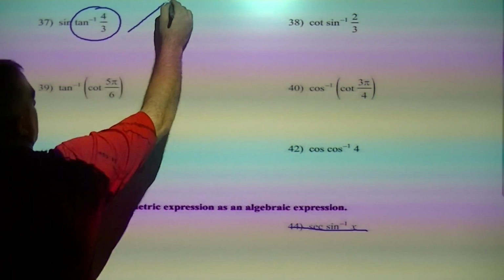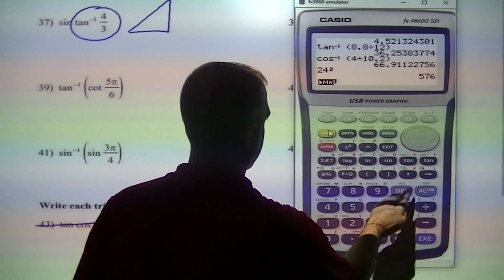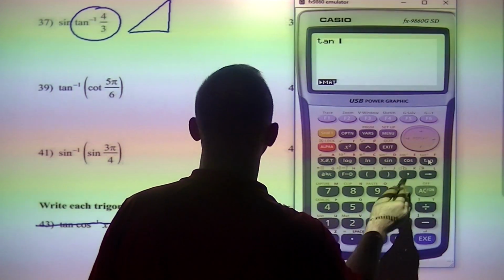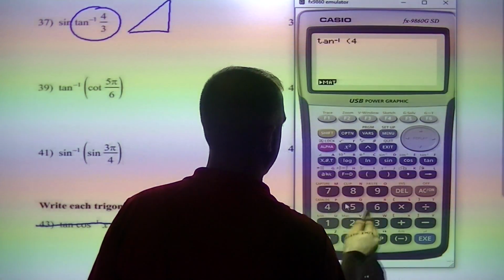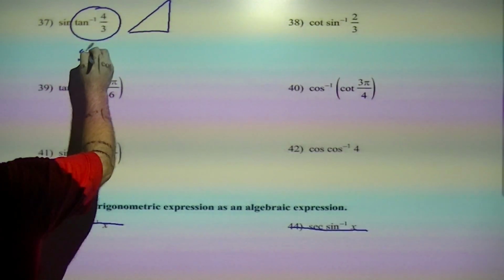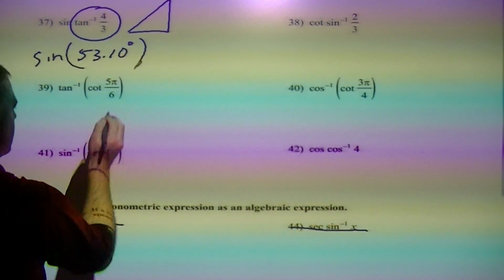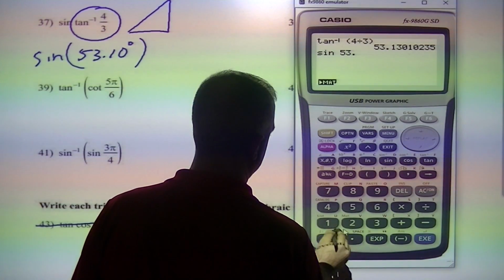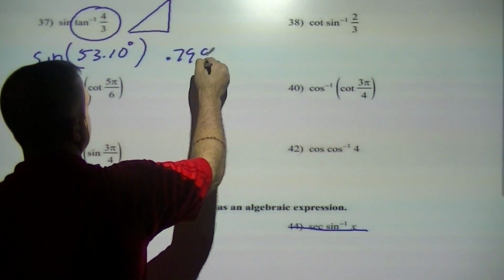So what I would do is do the inverse of tangent. This would be 1... Shift this. You have 4 over 3, which is 53.1 degrees. And then you would just do the sine of that. That would be a calculator question. We would not be expecting you to be able to figure that out. That would be 0.799.